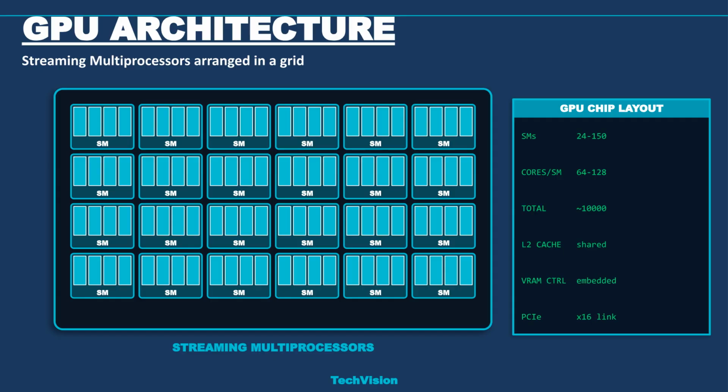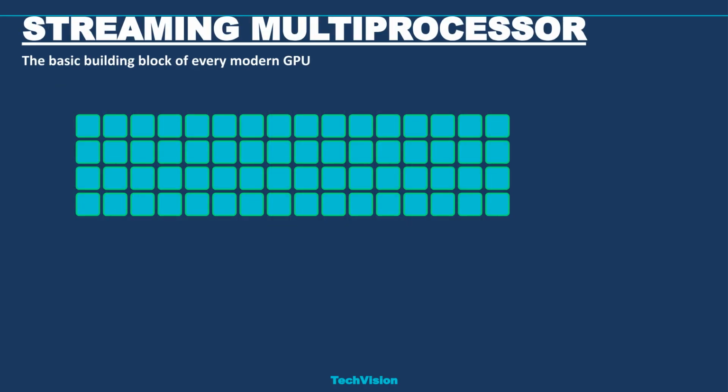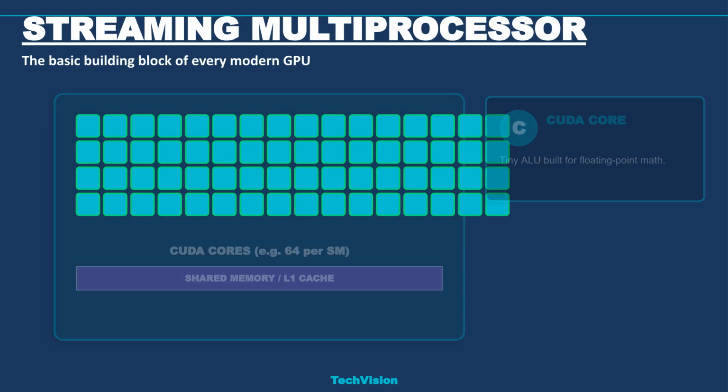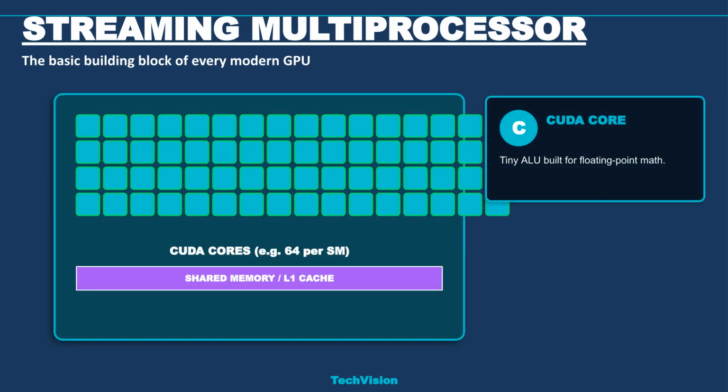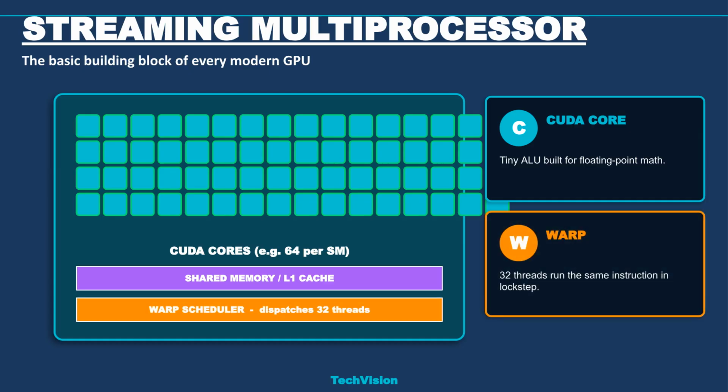The GPU architecture is built around streaming multiprocessors, or SMs, arranged in a grid. A single GPU chip can have 24 to 150 SMs, each containing 64 to 128 cores, totaling around 10,000 cores on the whole chip. The streaming multiprocessor is the basic building block of a modern GPU. It contains CUDA cores, which are tiny arithmetic logic units for floating-point math, and a warp scheduler that dispatches 32 threads, known as a warp.